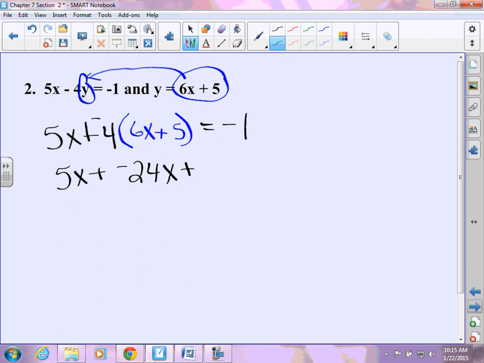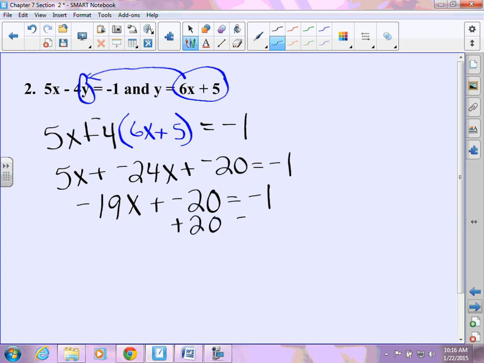What step do I do next? Combine my like terms. So 5x plus a negative 24x gives me negative 19x, right? I want my variables on one side. I want my numbers on the other. So what do I do? Add 20. Very good. So negative 19x equals 19. Now what do I do? Very good. Divide by negative 19. X gives me negative 1.